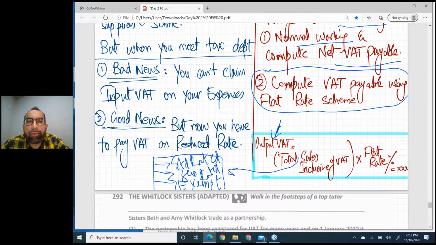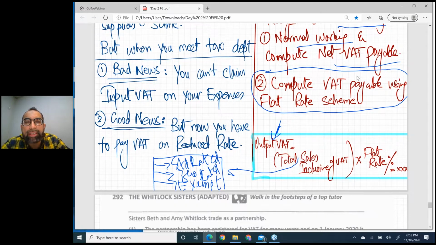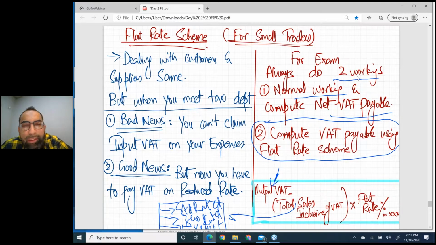If you get any planning question on the flat rate scheme, always solve that question two times: first the normal working and then the flat rate working, and whichever option is beneficial, you can write. Okay, now let's do a question, boys and girls.